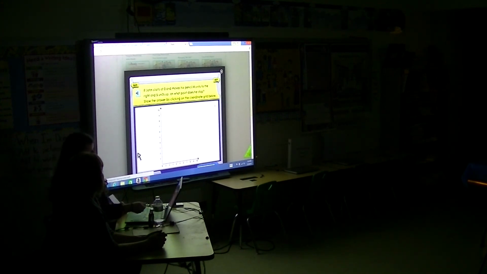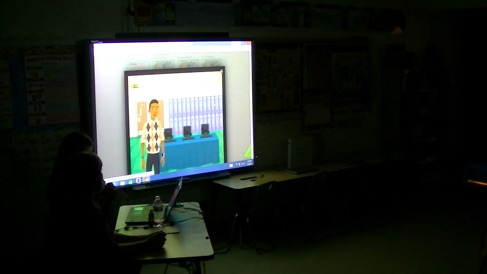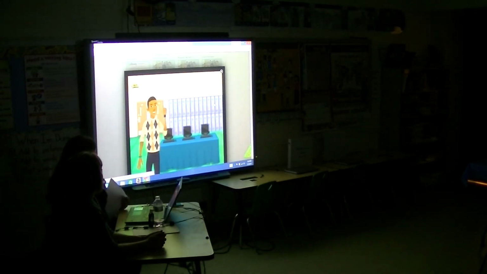You may also be asked to draw points or lines on a coordinate grid. To draw a line, click any 2 points and a line will automatically appear. If you make a mistake, click here to undo. Alright, are you ready to begin? Just one more thing. Click start, and good luck.